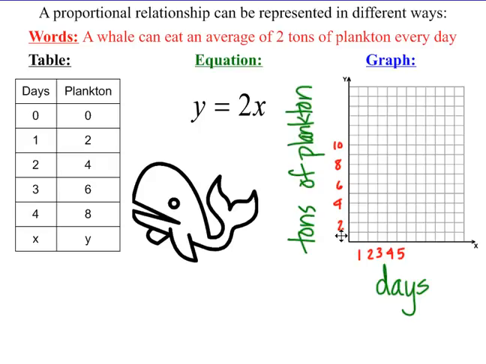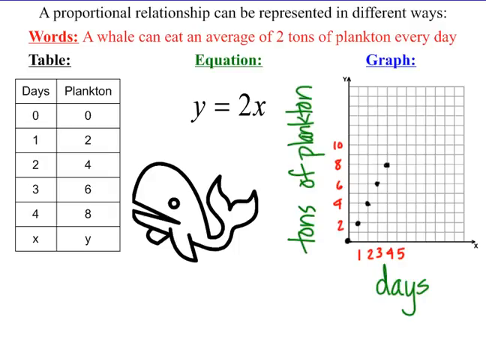So at 0 days, there's 0 tons of plankton. At 1 day, it's 2 tons of plankton. At 2 days, 4 tons of plankton. 3 days, 6 tons of plankton. 4 days, 8 tons of plankton. And we have a set of points now based on what we saw.